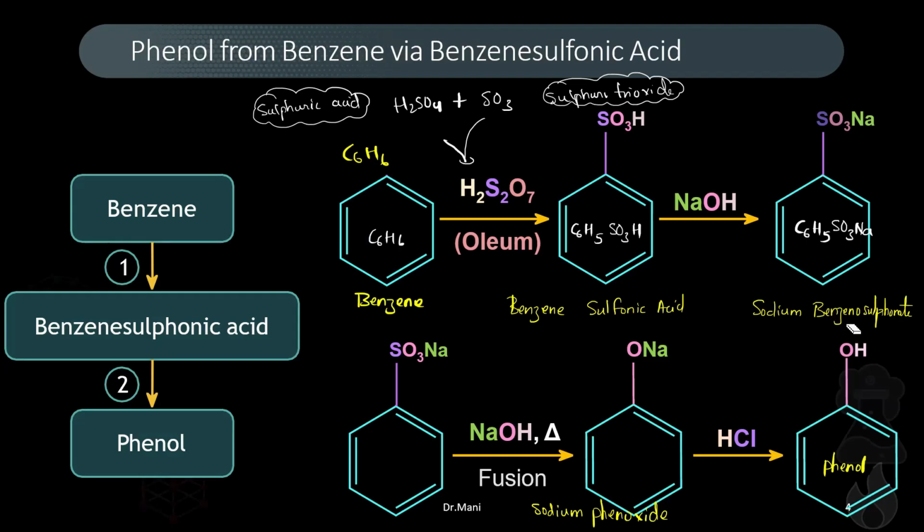Now, this sodium benzenosulfonate, it will fuse with the sodium hydroxide. Okay. So remember here we use the excess NaOH. Okay. At high temperature, so that will be converted into the sodium phenoxide. The sodium phenoxide is C6H5ONa. Now, finally, you are doing the acidification. This is the final step. So acidification that you are doing by the hydrochloric acid. So you are getting the phenol. Understood? So how we are doing the phenol from benzene via benzenosulfonic acid and finally getting the phenol.